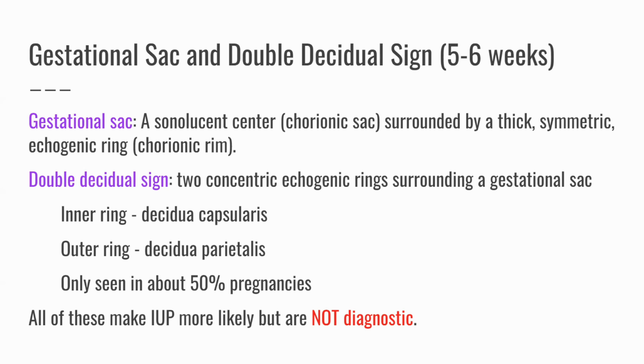And next, you'll see a double decidual sign, which is two concentric echogenic rings surrounding a gestational sac. The inner ring is known as the decidua capsularis, and the outer ring is known as the decidua parietalis. And this is only actually seen in about 50% of pregnancies. And very importantly, all of these make intrauterine pregnancy much more likely, but they're not diagnostic.